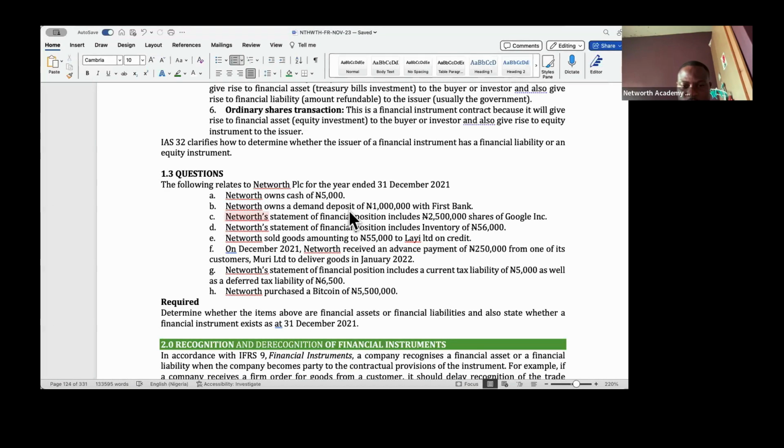Lovette, you are doing the third one. And this says Networth statement of financial position includes 2.5 million shares of Google. So you need to tell me, Networth bought shares of Google. It's like an investment in shares. So would that be a financial asset or a financial liability? And is there a financial instrument contract here?